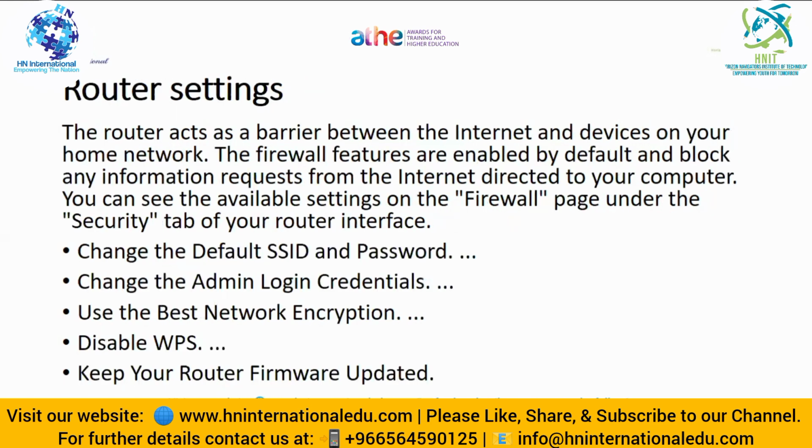Next, we have the router settings. The router acts as a barrier between the internet and devices on your home network. The firewall features are enabled by default and block any information request from the internet directly to your computer. So you need to do the proper setting of your router so that you can secure your network and network defaults, so that no unauthorized information can get through your router. You can see the available settings on the firewall page under the security tab of your router, where you can change the default SSIDs and passwords, change the admin login credentials, use the best network encryption, disable WPS, and keep your router firmware updated. These are the basic things you can do to make the router work in a better way. However, these could also be bypassed by hackers, but if we have a strong command on all these vectors, we can secure the routers.